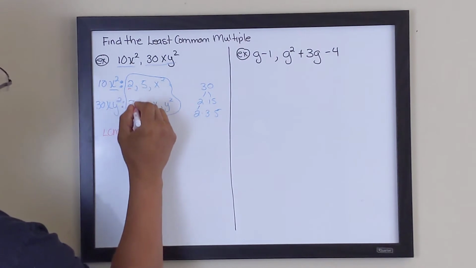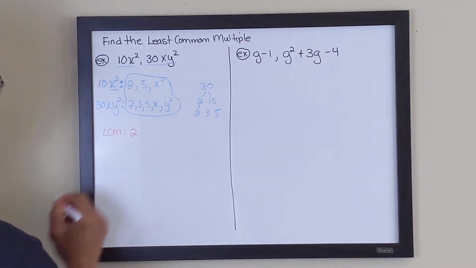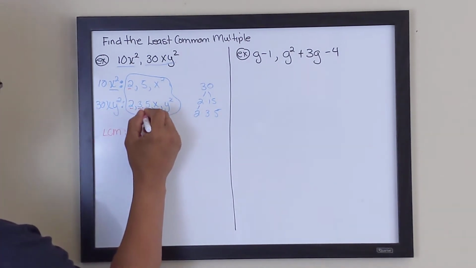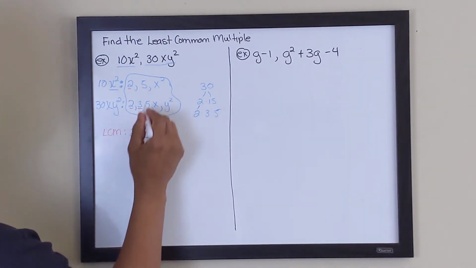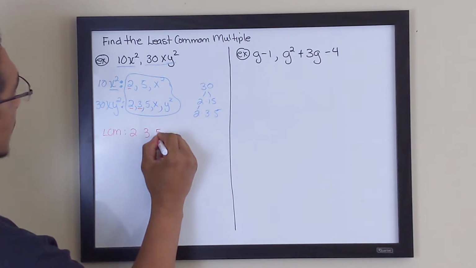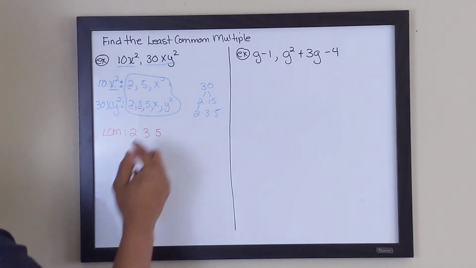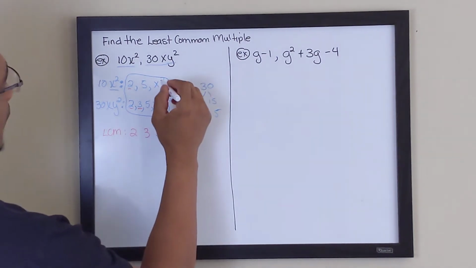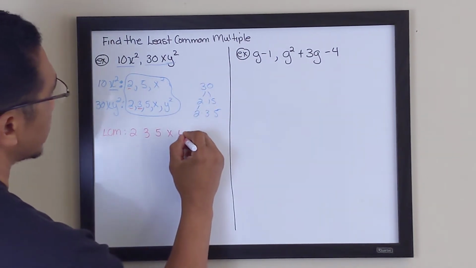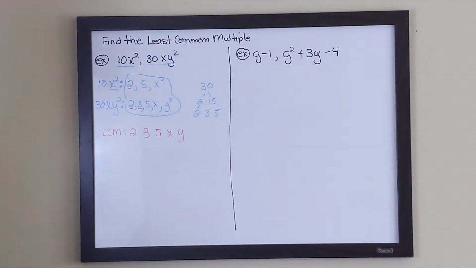So we have a 2 here and a 2 here, so we represent that one time. We have a 3 here, it doesn't exist here, but we still have to represent that one time. We have two 5s, which we represent one time. We've got an x on both of these, so we represent that one time. And then here we've got a y. Now, that's part of the first rule.